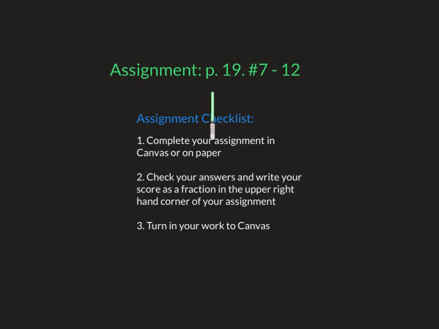So your assignment for today is page 19, number 7 through 12. Once again, just please use the assignment checklist as a reminder on what you need to do and in what order. And then finally, always make sure to turn your work into Canvas.